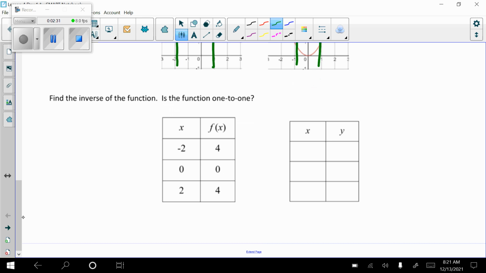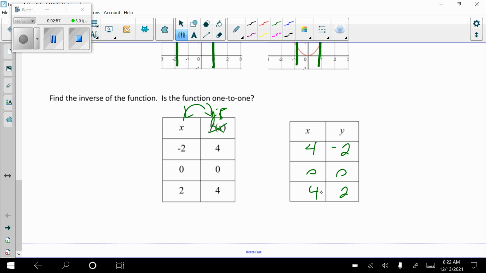Okay, so now, just like I said at the very beginning of this video, to find the inverse of a function, we are going to flip the x and y. So remember, f of x, that's the same thing as y, representing the same concept. So if I flip these, that's going to give me the inverse. So instead of -2, 4, I'm going to have 4, -2, 0, 0, and 4, 2.